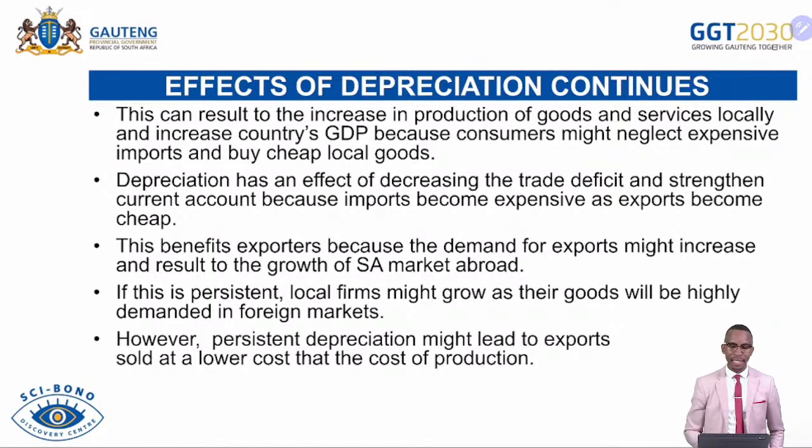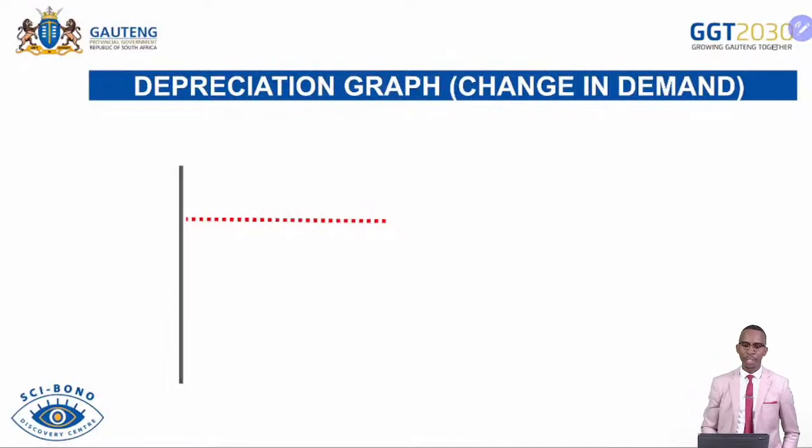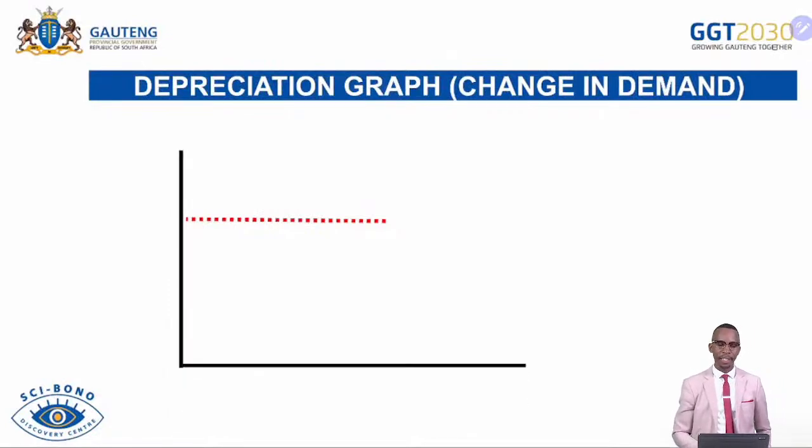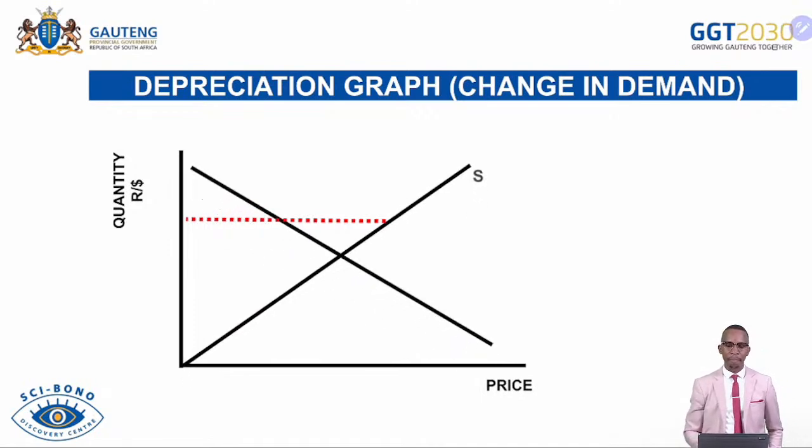However, persistent depreciation might lead to exports being sold at lower than the cost of production. You find that a product was produced at 10 rand per unit in South Africa, but it's sold at 5 rand per unit abroad. That means it is too cheap, and businesses are not making any profits. So depreciation is indicated by excess demand. There should be more demand for our rand than the supply, which will lead to the depreciation of our local currency.